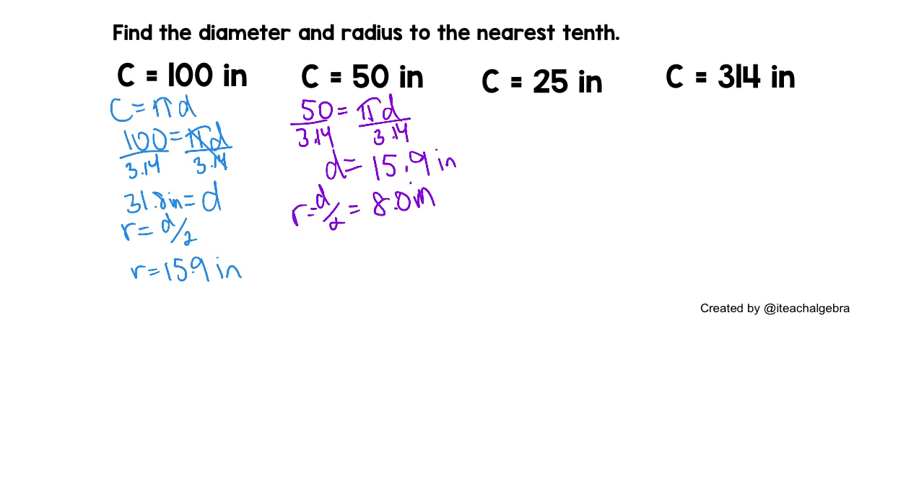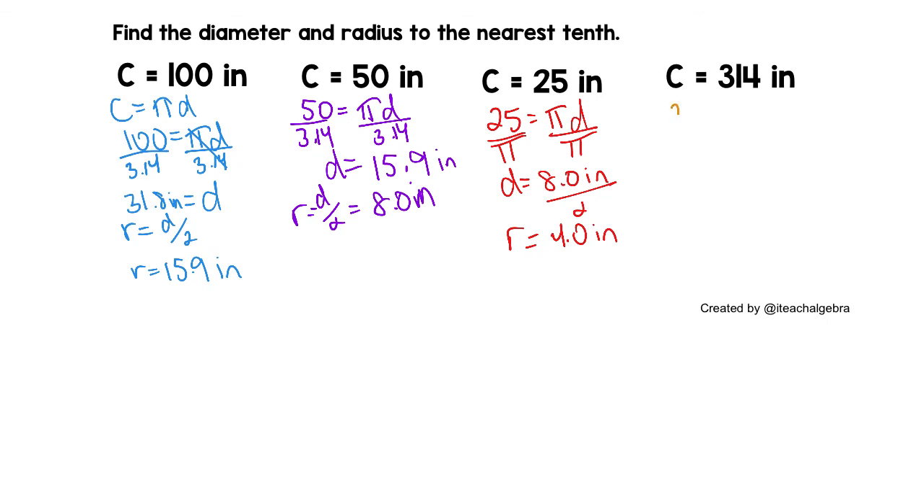Pause and try the next one. Circumference is 25. That means 25 equals pi d. Divide both sides by 3.14, and the diameter is about 8 inches. If I divide that by 2, I get the radius is about 4 inches. Pause and try the last one.